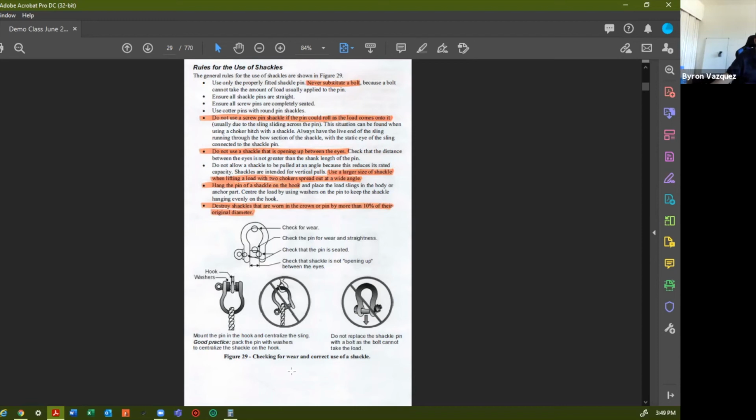That's basically what this is saying up here. So again, do not lift from the bow section. Okay, you lift from the pin. That's going to be a question on your Red Seal.